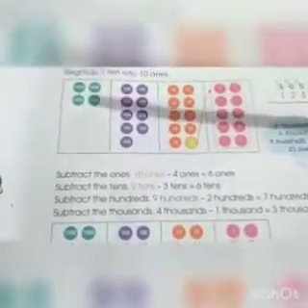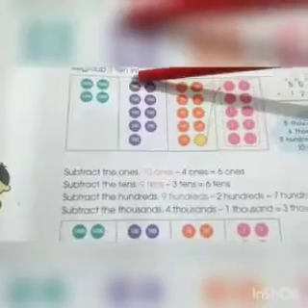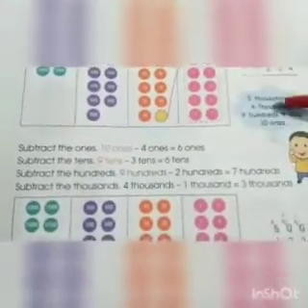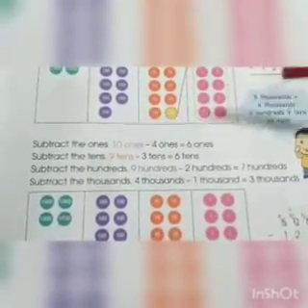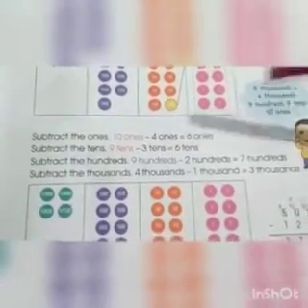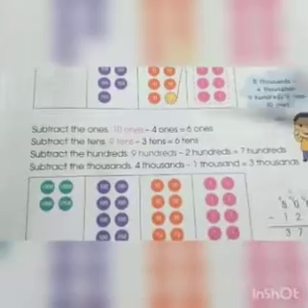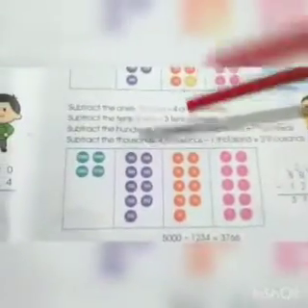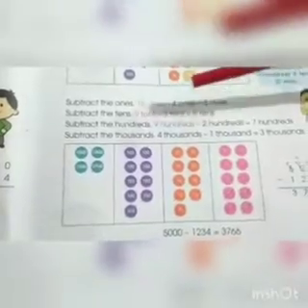Okay class, now we need to borrow from tens. Give me one of your tens. 5000 is equal to 4000, 900s, 9 tens and 10 ones. Subtract the ones. Okay, 10 ones minus 4 ones.